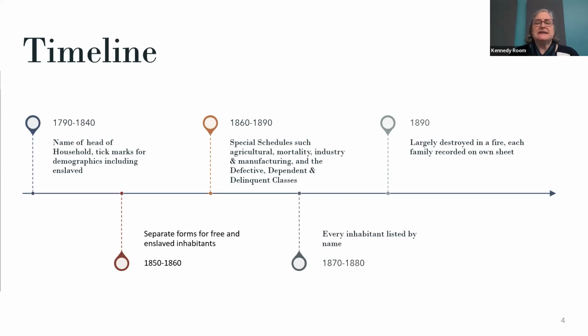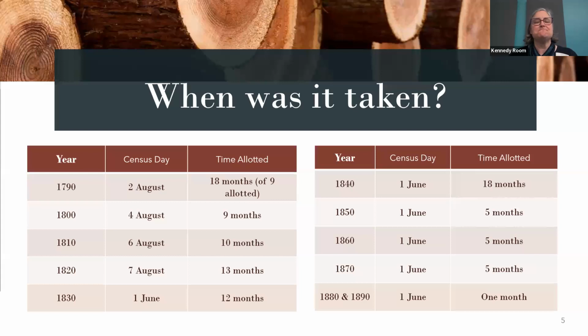Starting in 1850, every inhabitant was listed by name. 1870 is the first census that every inhabitant is listed on the same census. And then 1890, we'll talk a little more about this in a little bit, but there was a fire. But each family was recorded on its own sheet. And it was very cool. I just wish more had survived.